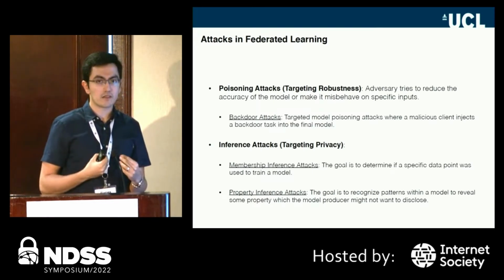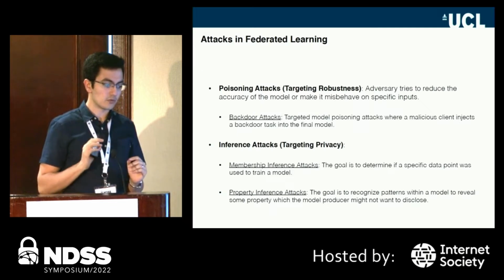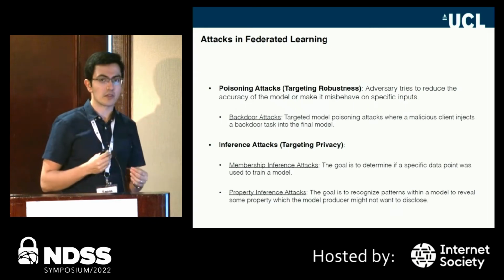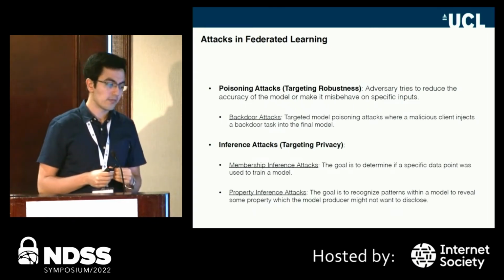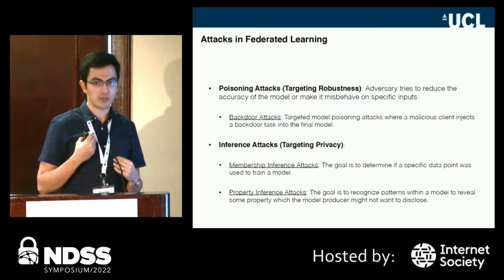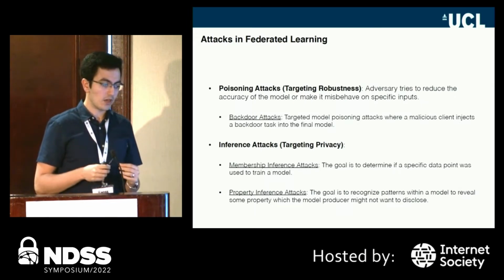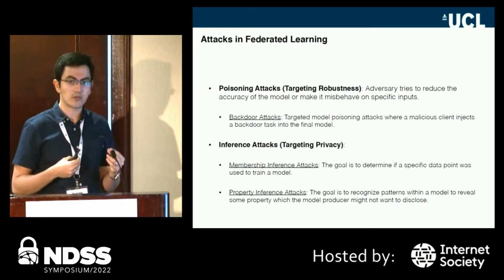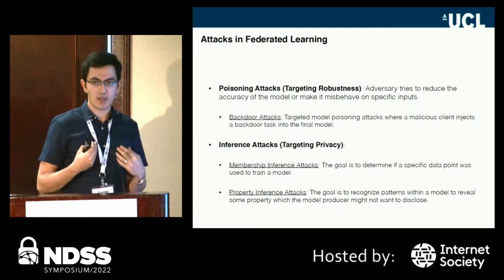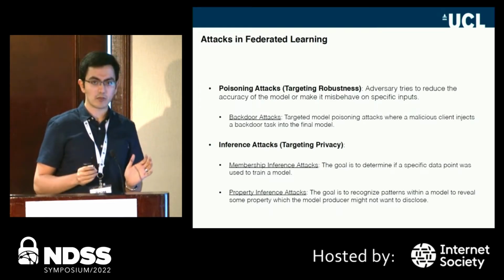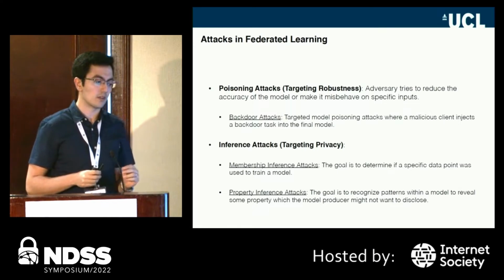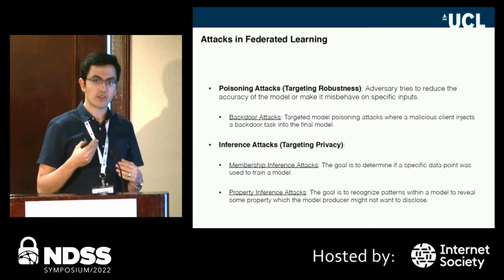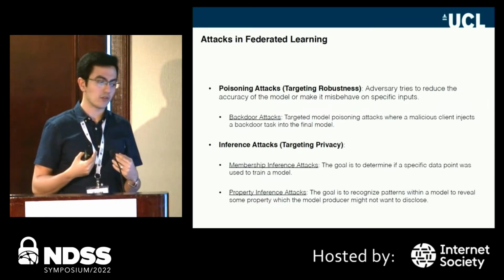Afterwards, we categorize the attacks in federated learning into two categories. One is poisoning attacks, which target the robustness of federated learning, and one is inference attacks, which target privacy. In poisoning attacks, basically the adversary tries to reduce the accuracy of the model or make it misbehave on specific inputs. We focus on backdoor attacks. Backdoor attacks are targeted model poisoning attacks, where the adversary tries to introduce a backdoor into the aggregated model.